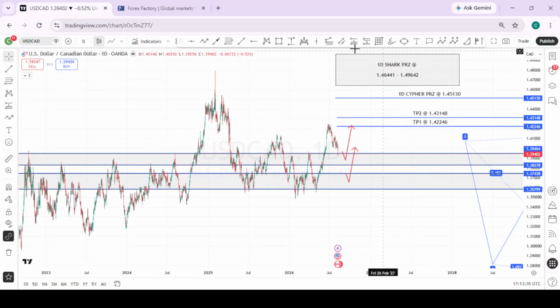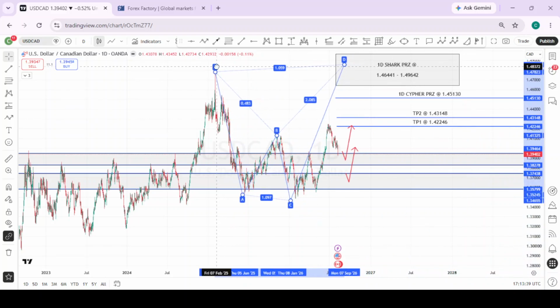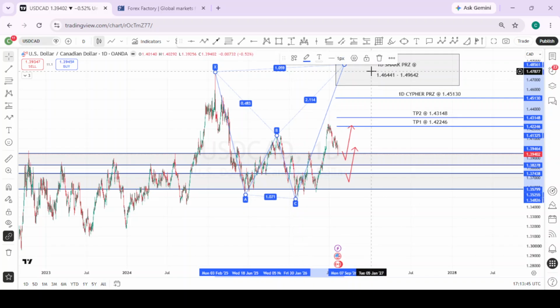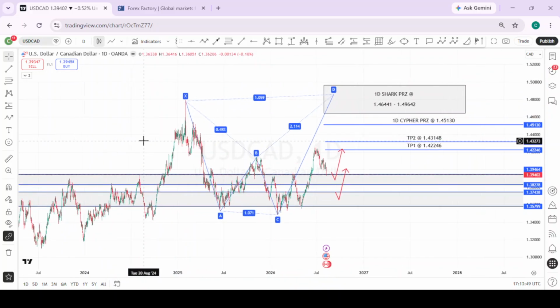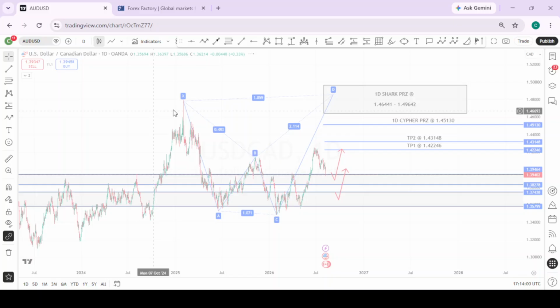This is a possible Cypher or Shark pattern that we have developing. So this is the X, this is the A, this is the B leg, this is the C leg, and we are looking forward to the C to D leg formation. So we are just going to be patient to see how price plays out either in this very zone we have here or the second zone we have below. Then we can take our buys from there to the upside to complete this potential harmonic pattern for USD CAD.